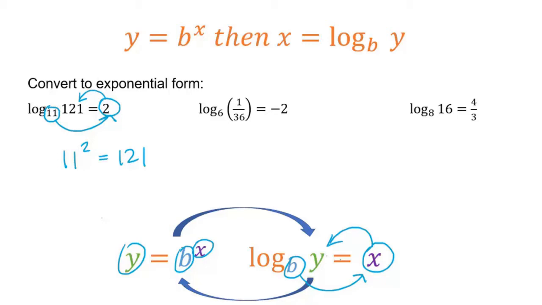Let's try two more. Here we have the logarithm of 1 over 36 to the base 6. We're told that's equal to negative 2. In other words, 6 raised to the power of negative 2 is equal to 1 over 36. Is that correct? Absolutely. 6 raised to the power of negative 2 is equal to 1 over 6 squared, and 1 over 6 squared is 1 over 36.